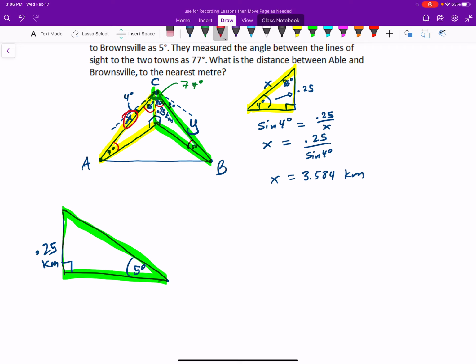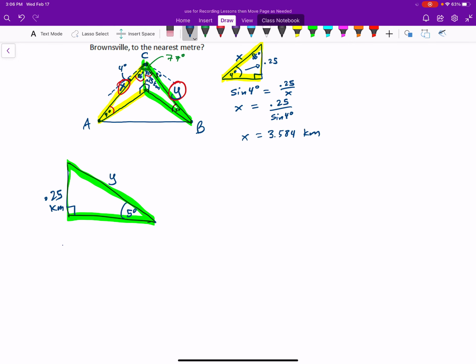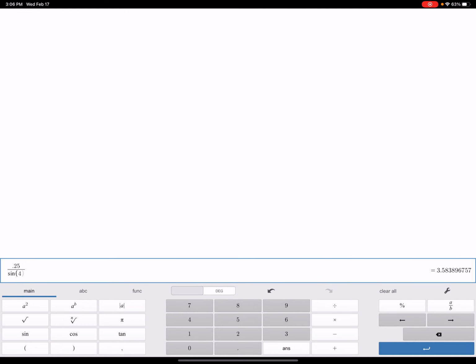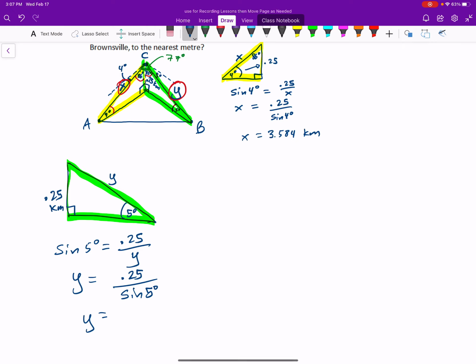All right, so I found x. I want to find y. And so if I call that y, again, that's the hypotenuse. So again, I'd use the exact same setup. So I could go sine, except this time it's 5 degrees, would be 0.25 over y. When I rearrange to isolate y, I'm going to have 0.25 over sine 5 degrees. And I can actually just change this 4 to a 5 since I've still got it on my calculator. I got 2.868 kilometers.